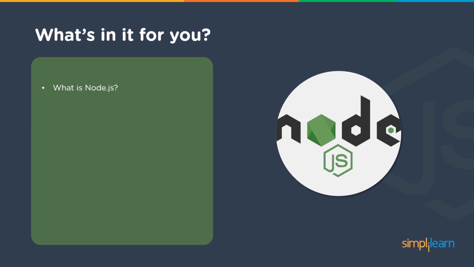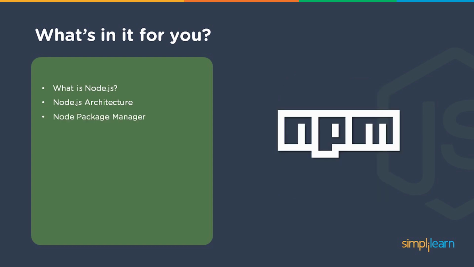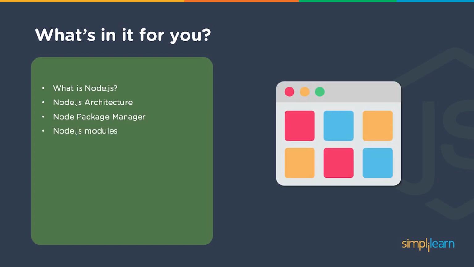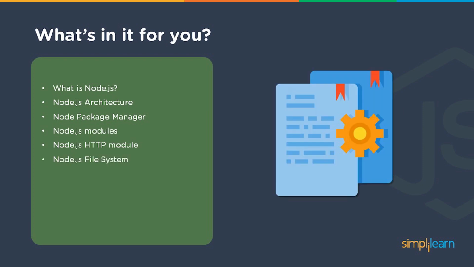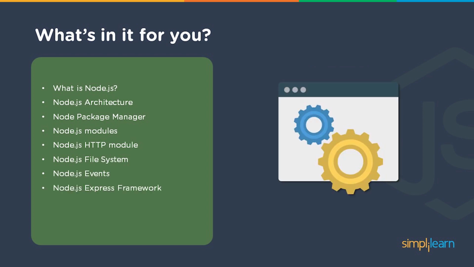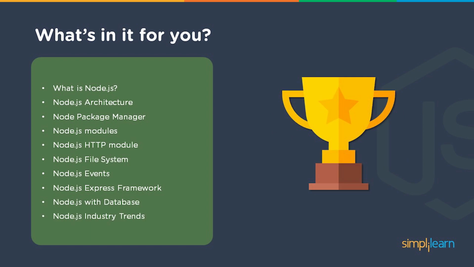So we're going to go through what Node.js is, what the architecture for Node.js is, how you can use Node Package Manager, which is one of the tools that comes with Node.js. It's actually a very important tool. What are the different types of Node.js modules there are? The HTTP module that is defaulted with Node.js, the file system, the events, the Express framework, and working with databases and industry trends. So quite a lot to cover, but we'll get through it quite quickly, I think.